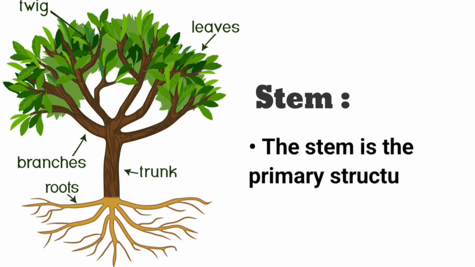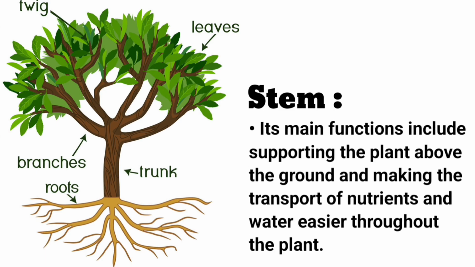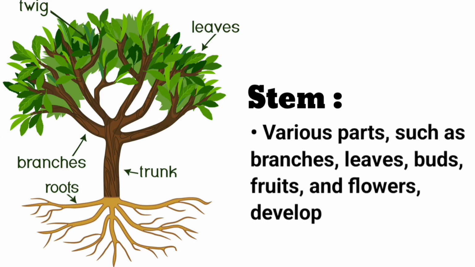Second part of the plant is stem. The stem is the primary structure of the plants. Its main functions include supporting the plant above the ground and making the transport of nutrients and water easier throughout the plant. Various parts such as branches, leaves, buds, fruits and flowers develop from the stem.